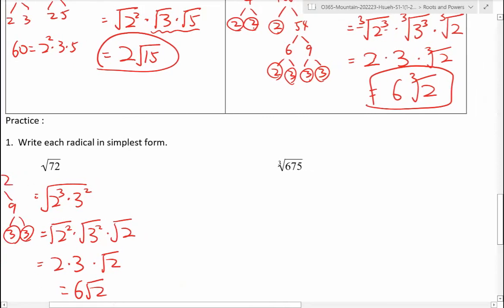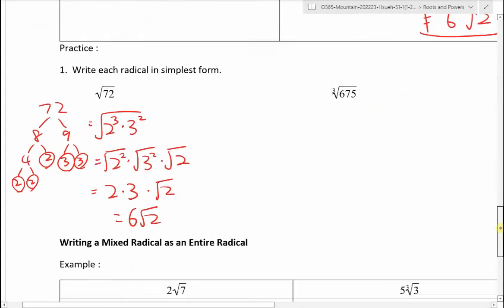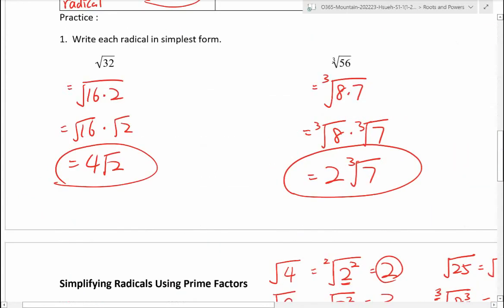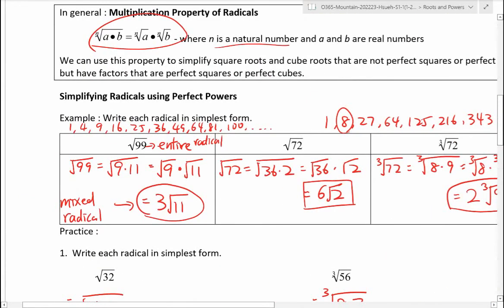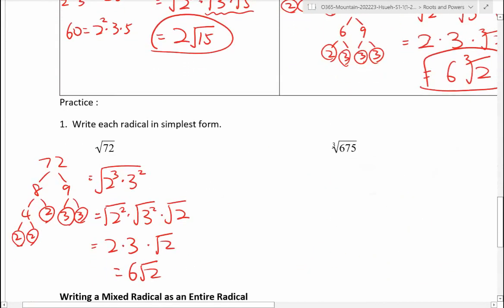Okay, which I believe we did this example in the previous page, right? 6 square root of 72 is just 6 root 2. Let me check. I think we did. Did we? Yeah, we did right here. Root 72 is 6 root 2, right? No problem. Again, I show you 2 different ways of solving that question.